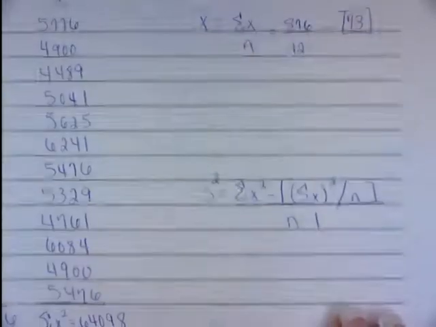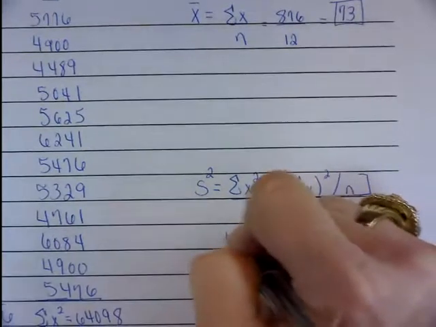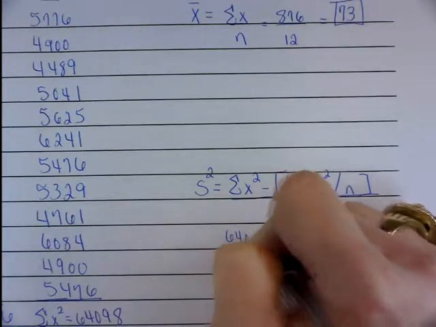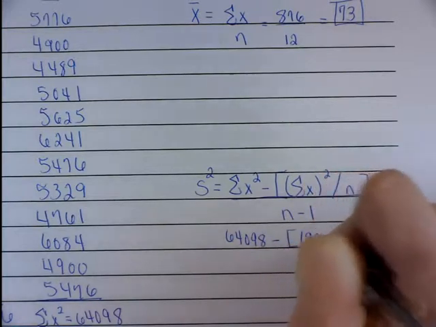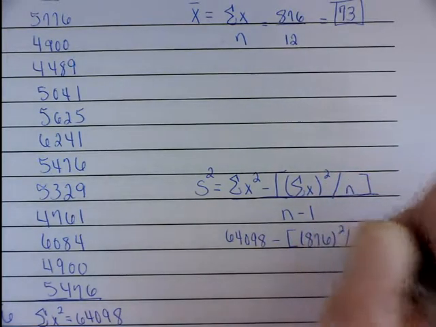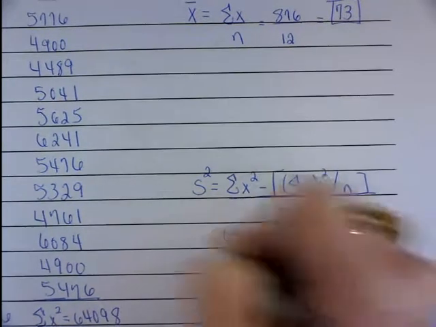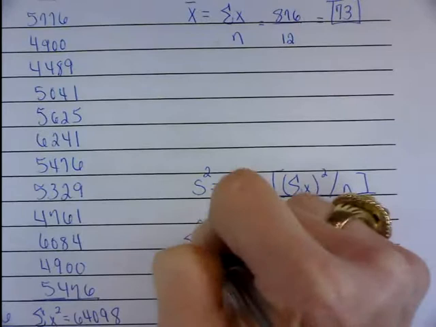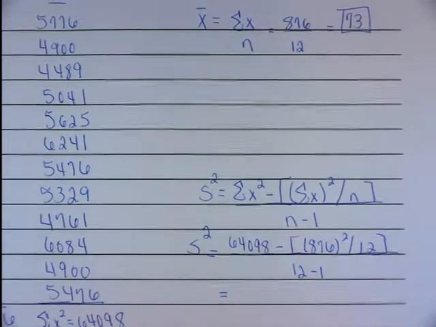For the variance, the formula would look like this. 64,098 minus bracket 876 quantity squared divided by 12. All divided by 12 minus 1. And this is variance. The denominator is going to be 11.